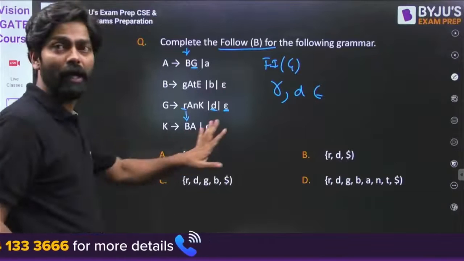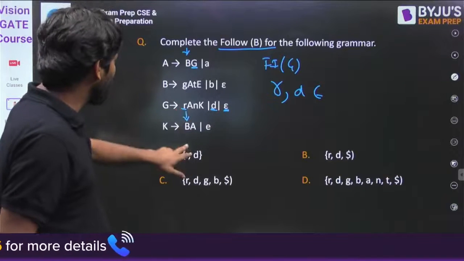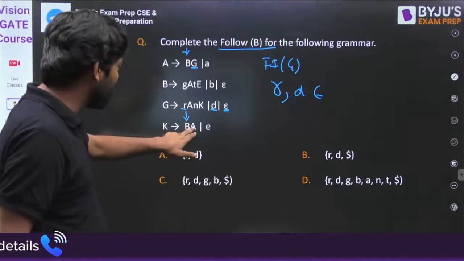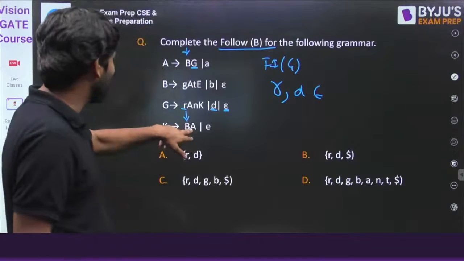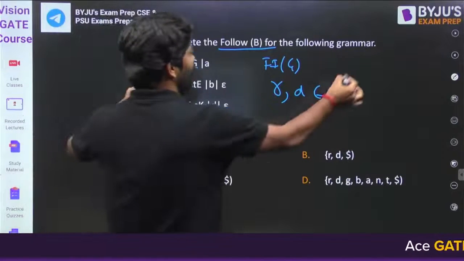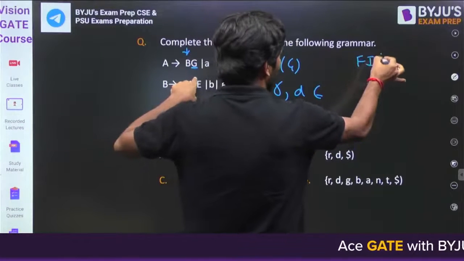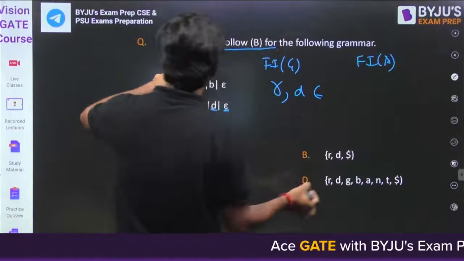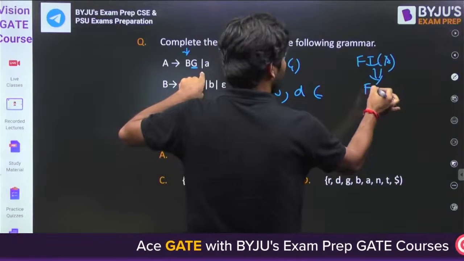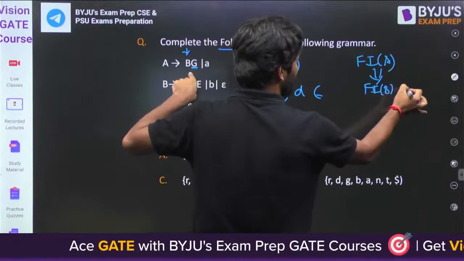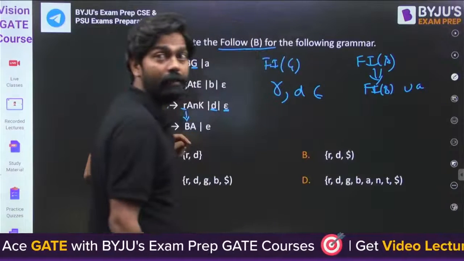Can you please tell me R, D, null? Let me write here. What is first of A? Because follow of B is first of A also. First of A is nothing but, my dear friend, first of B union first of small a. It is nothing but a.